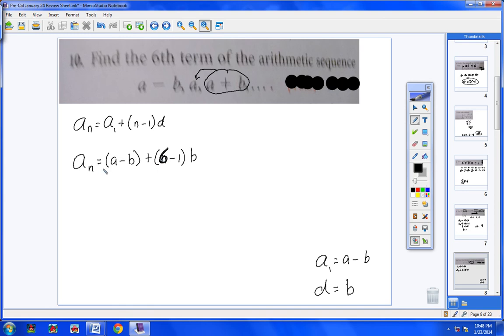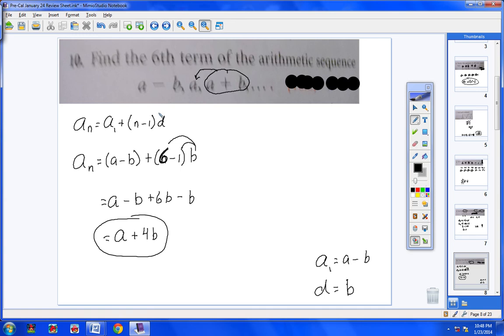Now be careful with your algebra simplification, okay? First of all, a minus b in parentheses is just a minus b, all right? And then plus, multiply this b through, so 6 times b would be 6b, and then negative 1 times b would be negative b. And now if you combine your like terms, you have a negative b and a negative b, that's a negative 2b, plus 6b, that's a 4b, so you have a plus 4b, and that would be the sixth term. Okay? If you need to back that up and watch it again, do so.